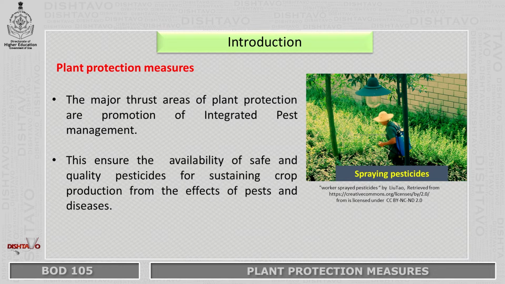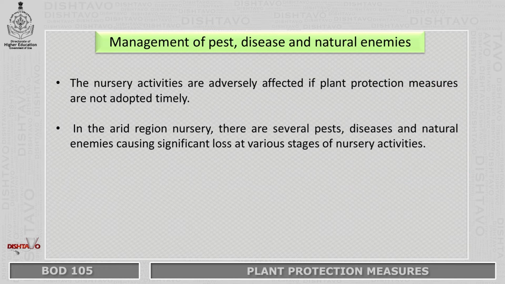Coming to the introduction, plant protection measures. The major areas of plant protection are promotion of integrated pest management. This ensures the availability of safe, quality pesticides for sustaining crop production from the effects of pests and diseases. In the picture, you can see a lady spraying pesticides on the plants. That is one of the plant protection measures which are used.